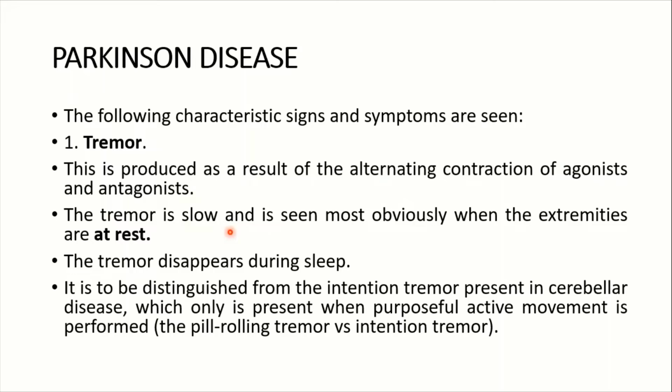The tremor is slow and is seen most obviously when the extremities are at rest. So resting tremor, the tremor disappears during sleep. It is to be distinguished from the intention tremor present in cerebellar disease, which is only present when purposeful active movement is performed, right? So the cerebellar tremor is the intention tremor, right? And the pill rolling tremor is present at rest in the Parkinson disease. This is the pill rolling tremor, right? This is the thing.